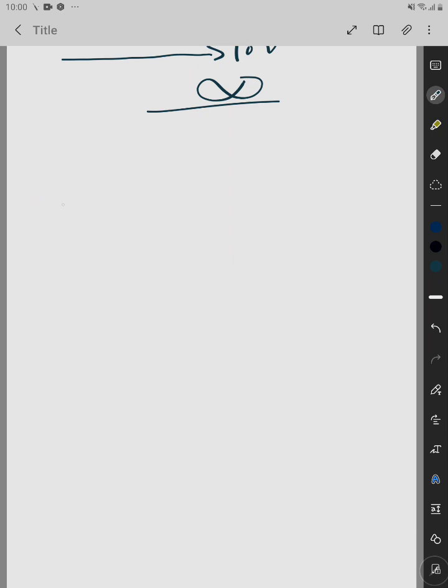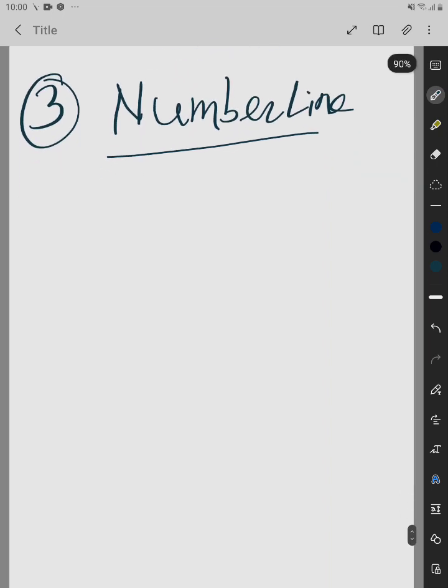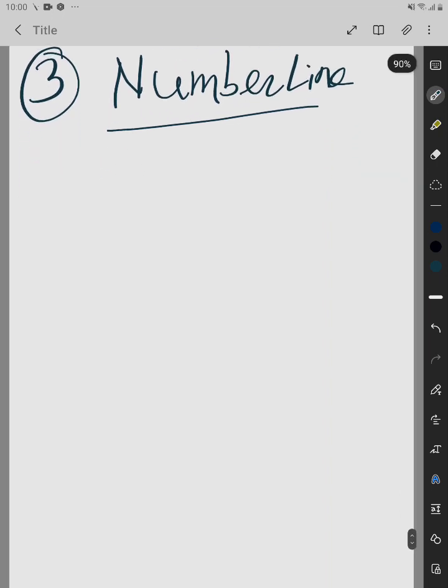Now the third concept in this chapter is the number line. You need to understand this concept very carefully, because it will be used at many places: addition, subtraction, division and multiplication. Everywhere this concept is being used. So you need to understand this concept and apply it to your questions and study.